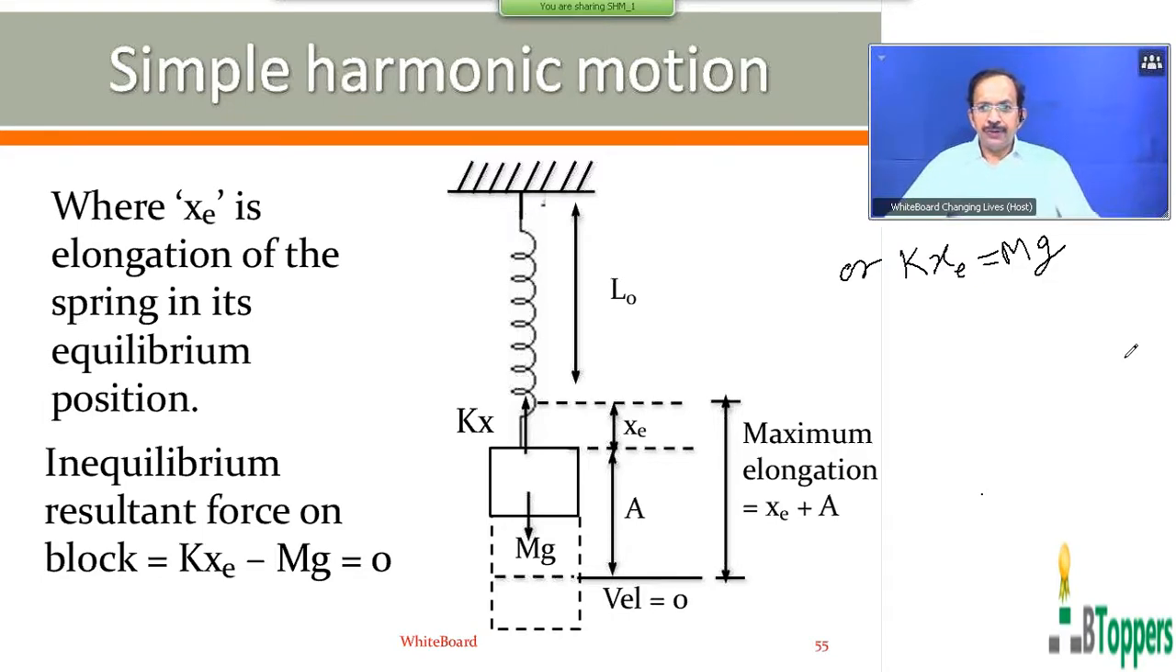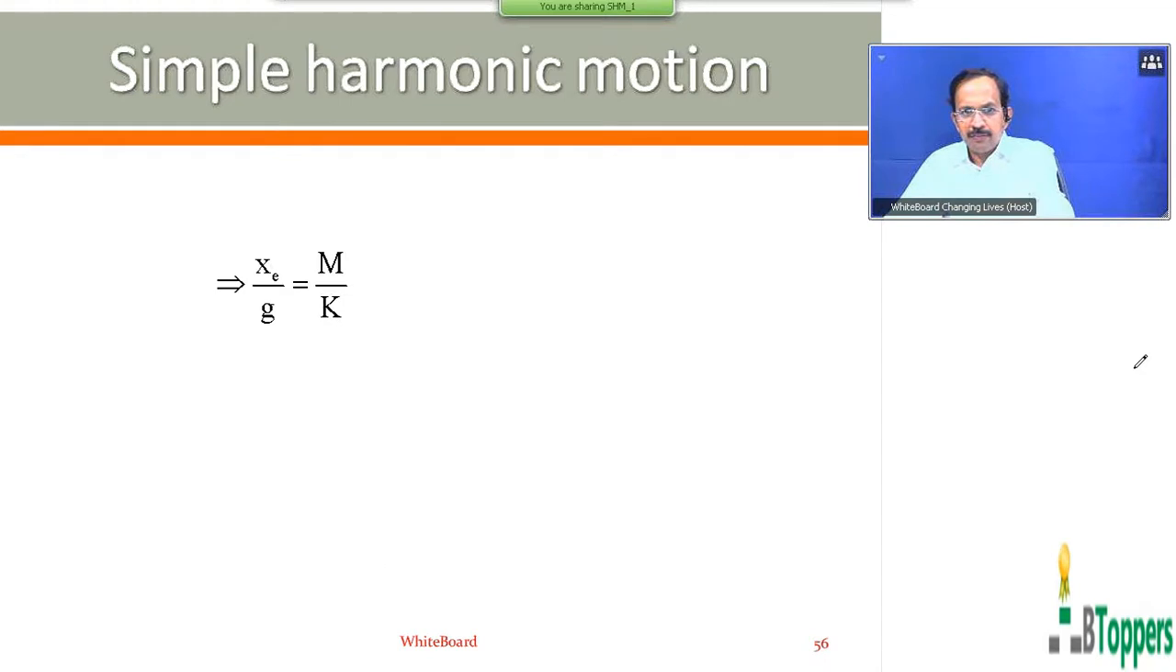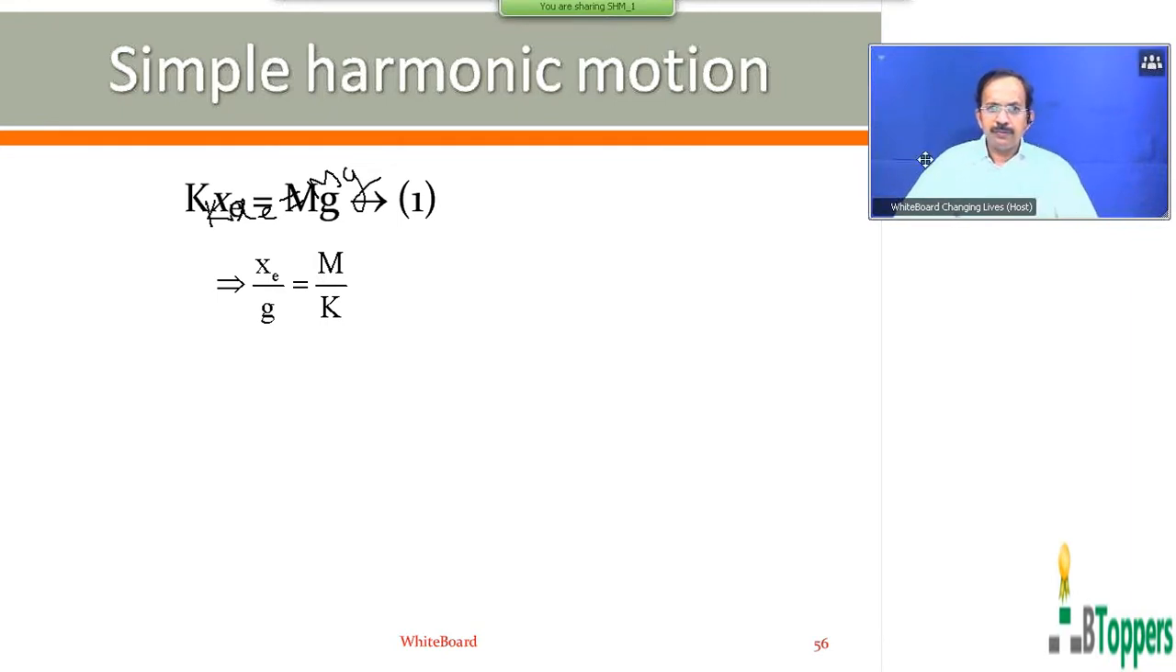I would like to show the continuation to this. So you can write xe by g equal to m by k. It's already written. kxe equal to mg in magnitude in the equilibrium position, or xe by g equal to m by k. So kxe equal to mg in magnitude in equilibrium position. That you call equation number 1, or xe by g equal to m by k.